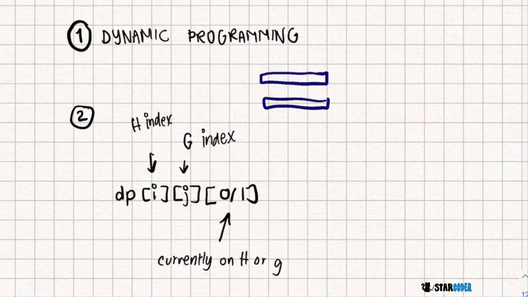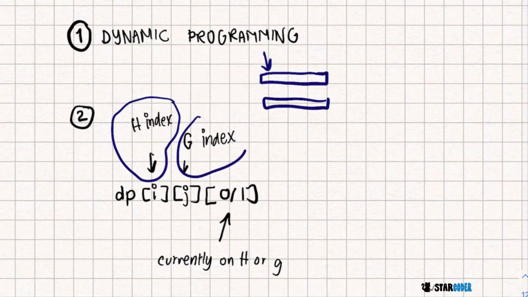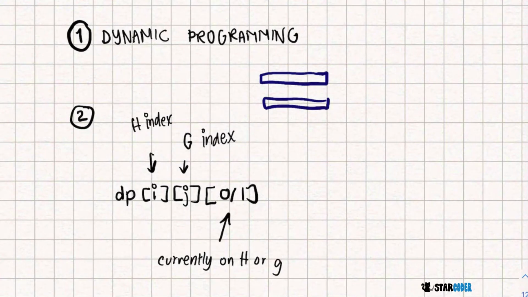Then for our DP state, we're going to have the current index in the H list that we're on, and the current index of the G list that we're on. This way, we'll be able to tell which farms we visited in what order. Since there's still a difference on whether we're on the H or the G cow, we're going to have a 0-1 value that tells us whether we are currently at the H farm or the G farm. And we're going to store the minimum distance possible.